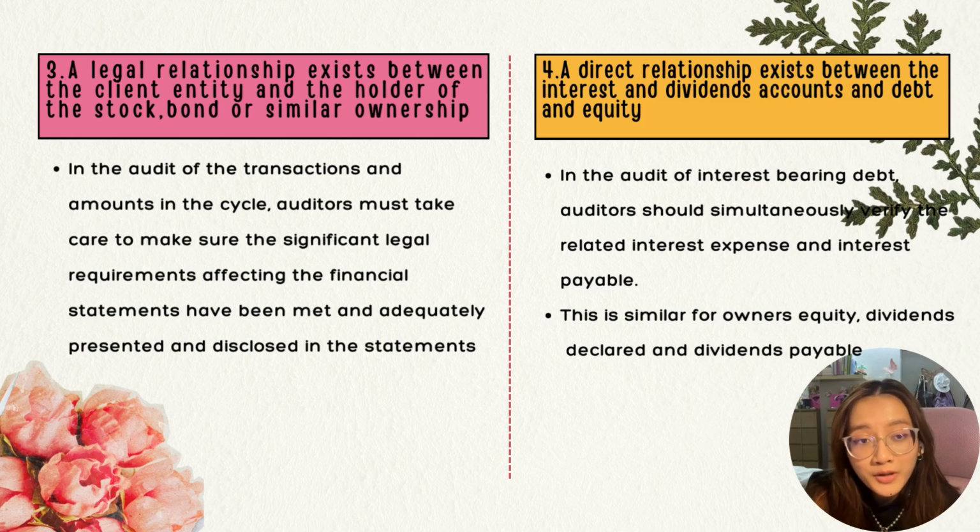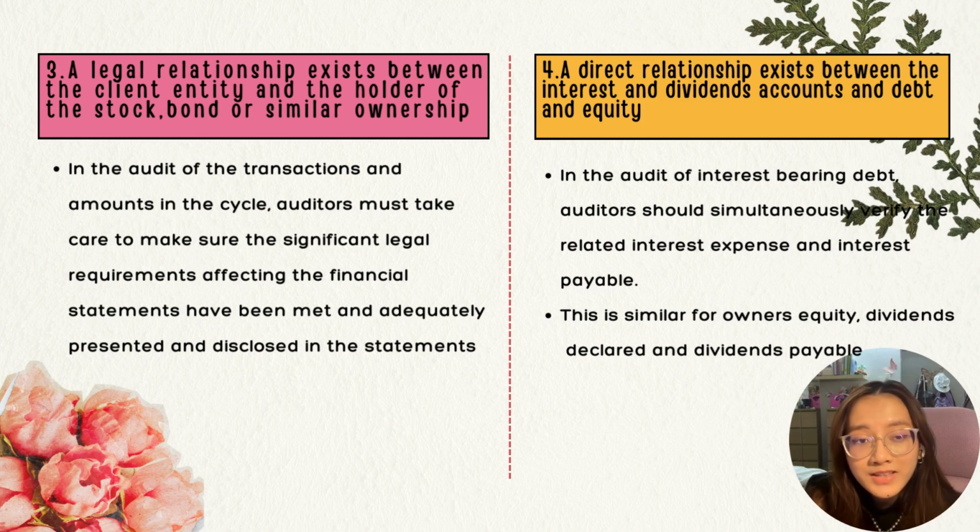And for my fourth point and last for this subtopic is that a direct relationship between the interest and dividends accounts and debt and equity. A direct relationship between the interest and dividend means that the accounts for interest and dividends are directly linked to the company's debt and equity. Interest expense and interest payable are related to interest-bearing debt, such as bonds or loans. Similarly, dividends declared and dividends payable are associated with equity, particularly the ownership interest of shareholders.